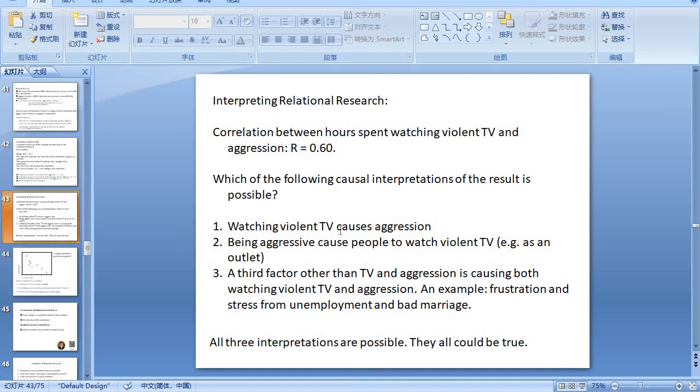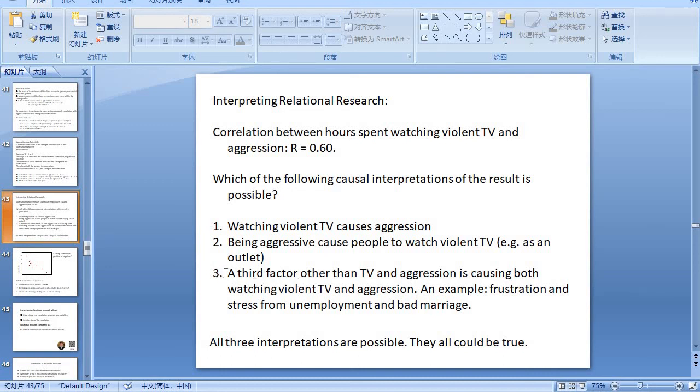Number one, watching violent TV causes aggression. Is this possible? Based on what you have found in your research, would this be possible? Yeah, watching violent TV could cause aggression. But are there other possibilities? Could it also be that being aggressive causes some people to watch a lot of violent TV as an outlet? Some people are more aggressive, and that's why they take interest in aggressive behavior.